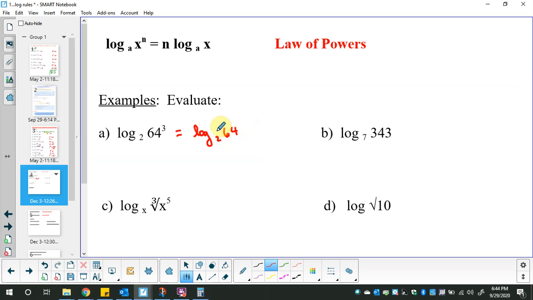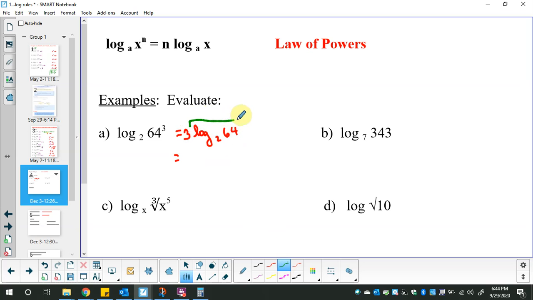You're allowed to take it from up here and plop it out front as multiplication. Now, why might that be handy? Well, the reason it might be handy is so that you can focus on this part of the question that you can actually pull off.